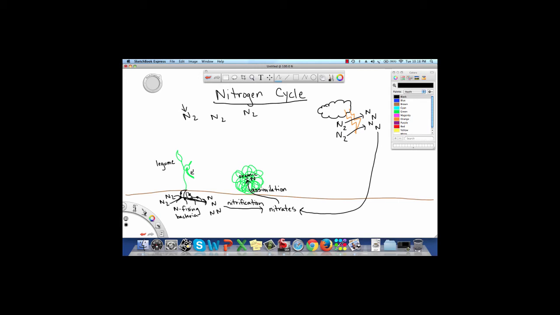The next step in the cycle is the food chain. The nitrogen is taken up by an animal when it eats the plant. And that nitrogen gets passed up the food chain when a predator comes along and eats the animal that ate the plant, and so on.